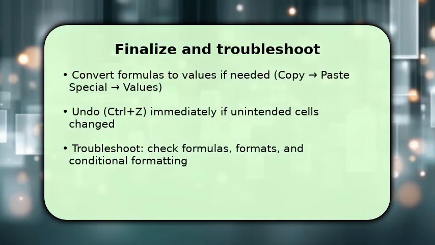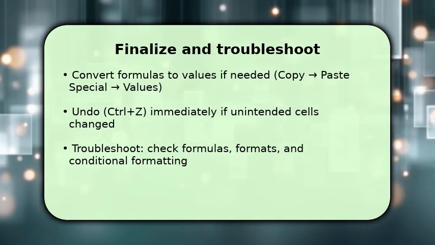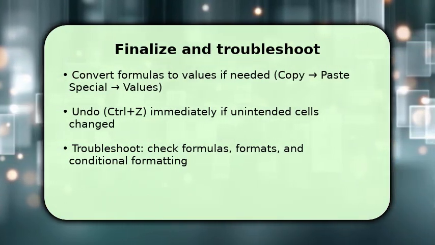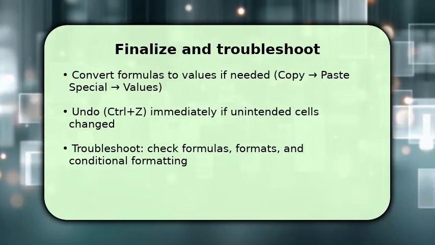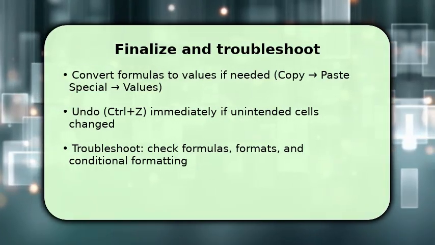Finish by validating the sheet. If zeros came from formulas, convert those cells to values only when you're certain. Use Copy then Paste Special, right arrow, Values for that subset.